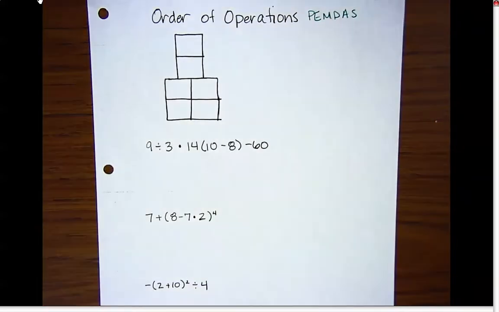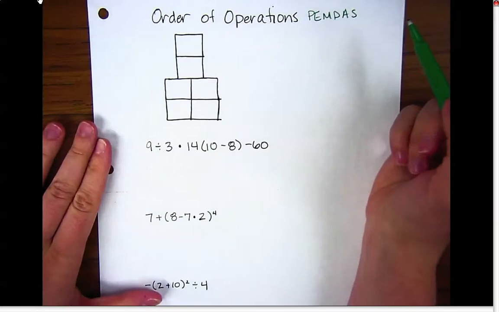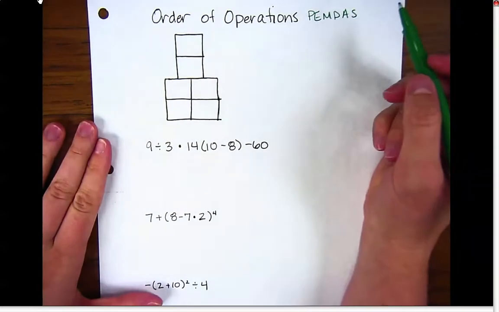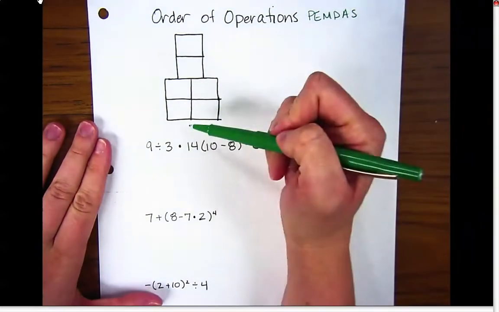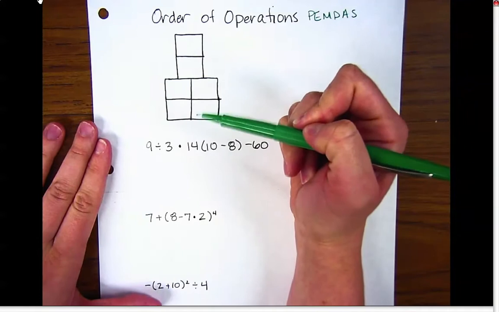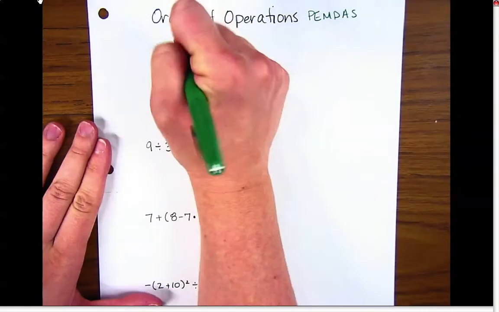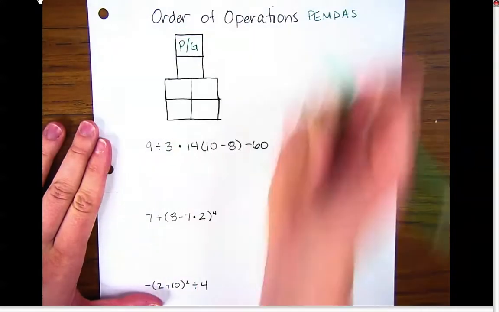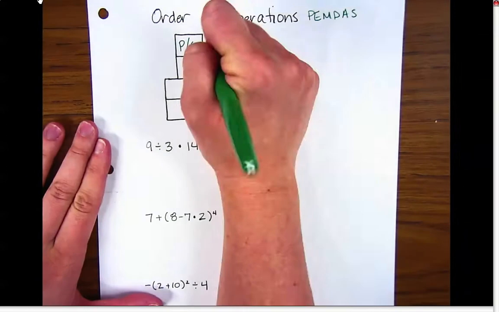All right, this is what you may have heard in the past. I'm not a huge fan of these particular explanations, and I'm going to show you why. So first, this is a hopscotch, and think of the hopscotch as the way that you would go about an order of operations problem. So I'm going to say parentheses, or this could also be grouping symbols, okay?